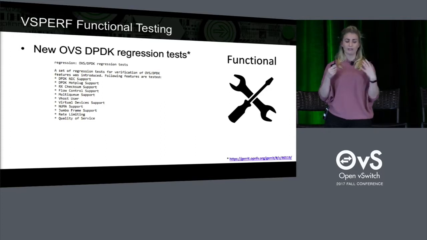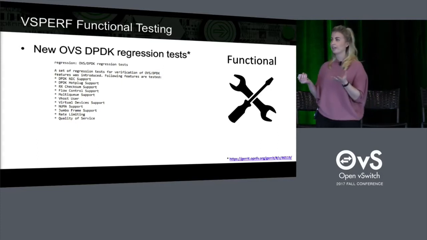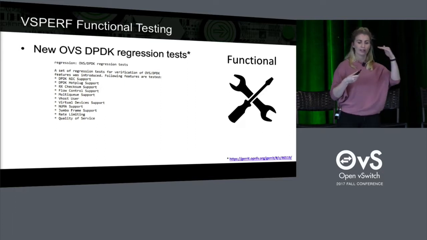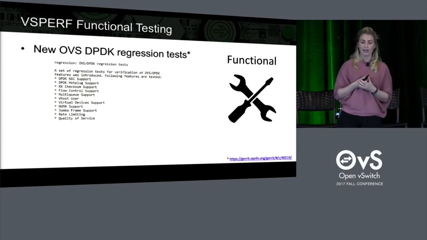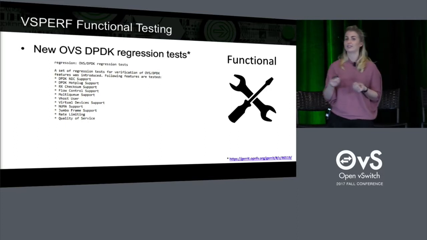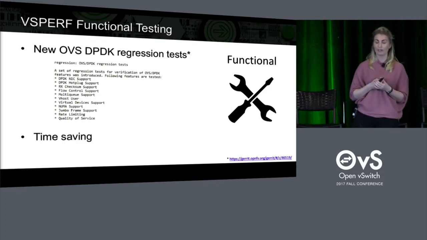And the value of these automated tests really comes to light when you're making a big change to OVS DPDK, when you're doing something like upgrading the DPDK version. Whereas before you would have had to go in and manually validate all of these features individually, which is a huge time sink, now you can just run a single command, kick it off, go about your day, and come back later and check the results. So it's a huge time saver.